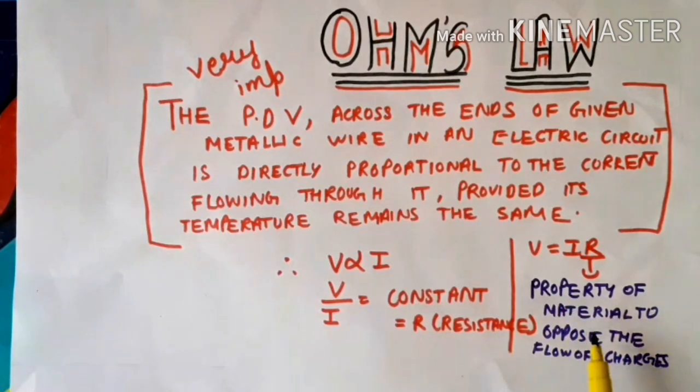The definition of resistance is the property of a material to oppose the flow of charges. Guys, the property of resistance is that it helps in reducing the current in the circuit. It is a bad conductor of electricity. If the resistance is high, the current will be low, and if the current is high, the resistance will be low.